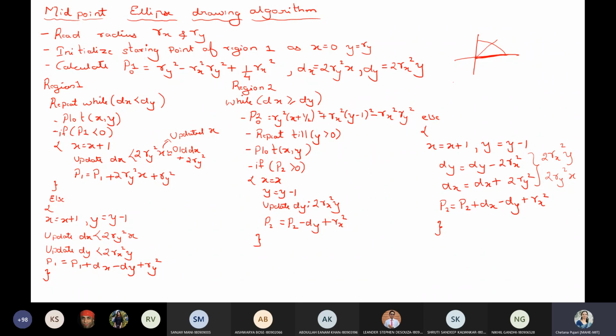So we have considered in region 1 when dx is less than dy, that is when your slope is less than -1, and similarly in region 2 when dx is greater than or equal to dy. So accordingly we have written this algorithm. We have to update your dx and dy value whenever you change the value of your x and y. If you change it, then you need to update it, else no.